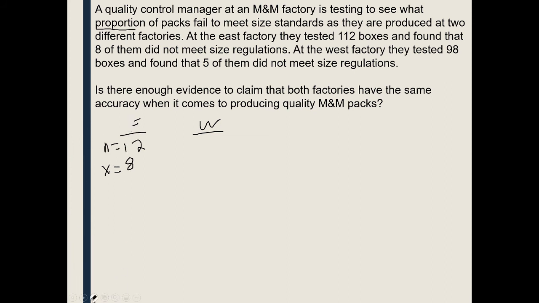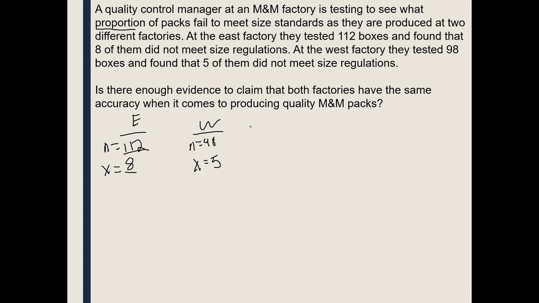So, God, I hate those lines. So we're going to test to see how many unquality packs there are and see if that's the same, right? Because if they have the same amount of defects, then obviously they probably have the same amount of successes as well. So 112 packs, 8 of them didn't match standards. At the West factory, they tested 98 packs, and 5 of them did not meet standards, right? So we want to figure out, are these two factories producing the same amount of quality packs based on how many packs got rejected under a quality inspection here.